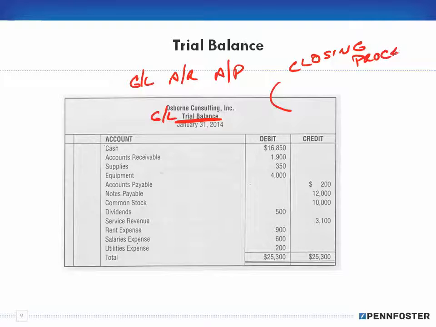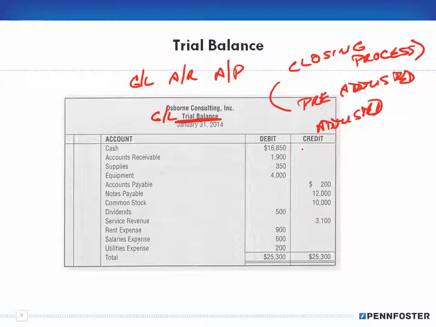And in the closing process, we're going to create additional trial balances. There's a pre-adjusted, also called unadjusted. The reason why is because the numbers haven't been adjusted yet. Then we have an adjusted trial balance, which means we've looked at those balances and made adjustments to them so that we know the numbers are absolutely correct. And then we also have a post-closing trial balance.